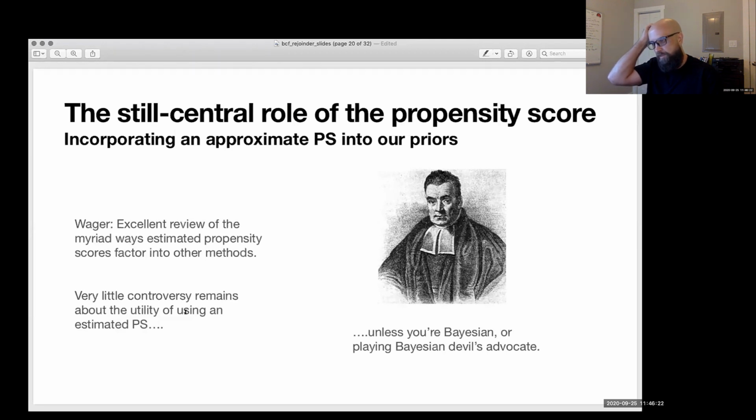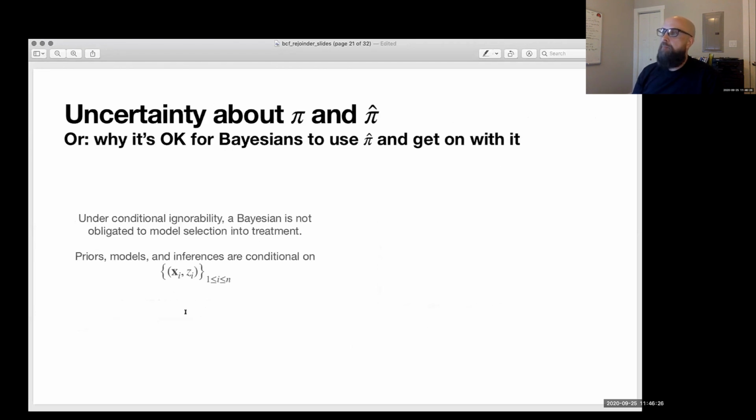So I thought it was useful to go over the argument again for why we think this is okay. I think the issue here comes down to thinking about uncertainty about pi, and in particular whether pi is a parameter in our model, or pi hat is a prior parameter. So I'll start with two actual facts that Fan also mentioned. Under conditional ignorability, a Bayesian is not obligated to model selection into treatment, right? That's just a fact. In reality, nobody is, right?